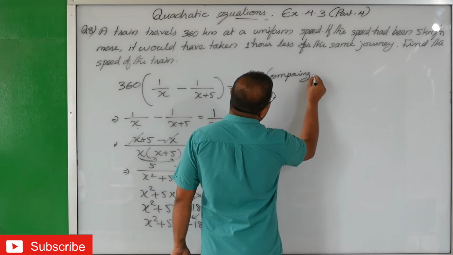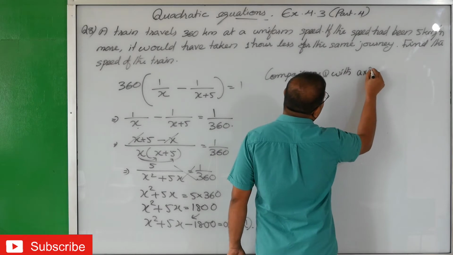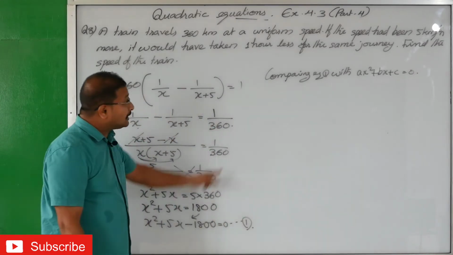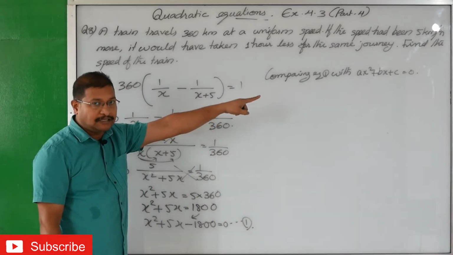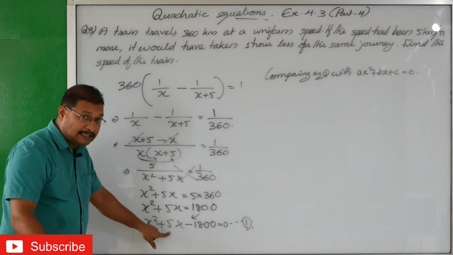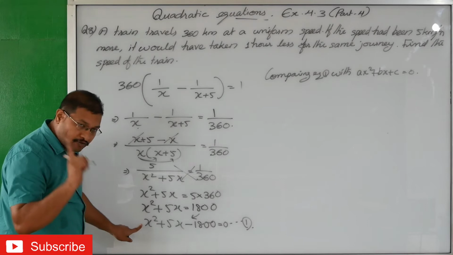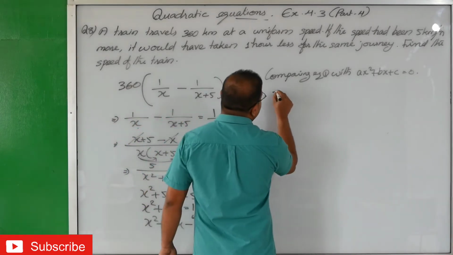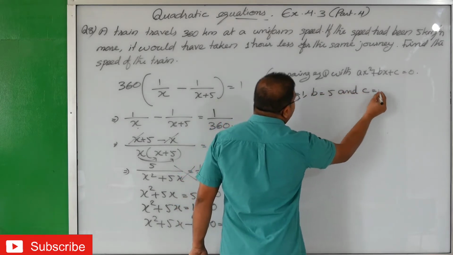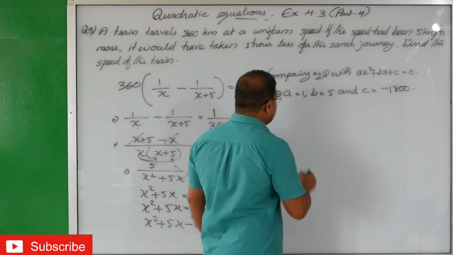Comparing equation 1 with x square plus bx plus c equal to 0. Ready? This equation we will compare with the general equation, that is ax square plus bx plus c equal to 0. That means the term near x square is a, the term near x is b, and the last term, the constant, is c. Here a is 1, b is 5. This implies a equals 1, b equals 5, and c equals minus 1800.